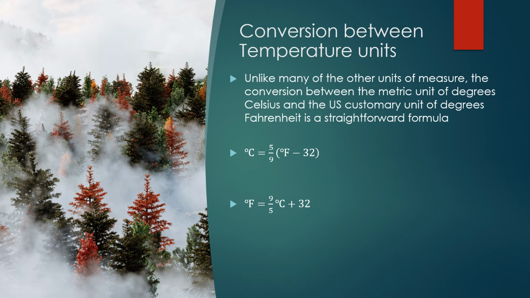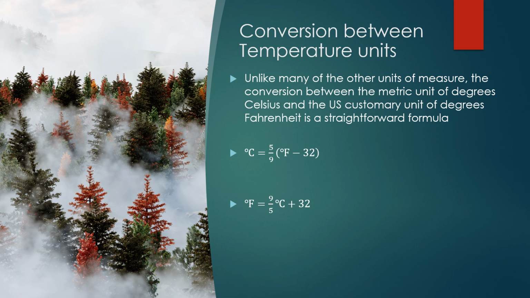Unlike many of the other units of measure, the conversion between the metric unit of degrees Celsius and the US customary unit of degrees Fahrenheit is a straightforward formula. Please note that the values might not be exact values because of division by 9 or division by 5. However, you will have the value, and equal measure will be given by these formulas.